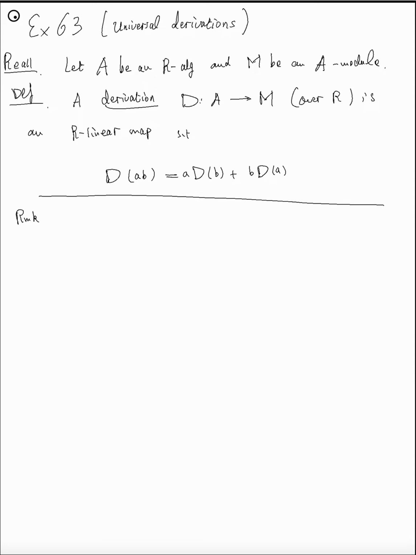So quick remark, firstly, D of 1. A is our algebra, in particular a ring, so we'll assume this ring has a multiplicative identity, the element 1. In particular this implies D of 1 equals 2 D of 1, so D of 1 equals 0, and because this is R linear, actually D of R is 0.